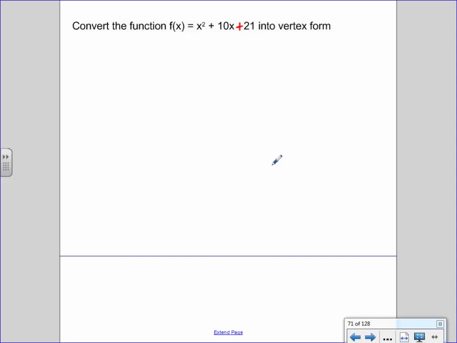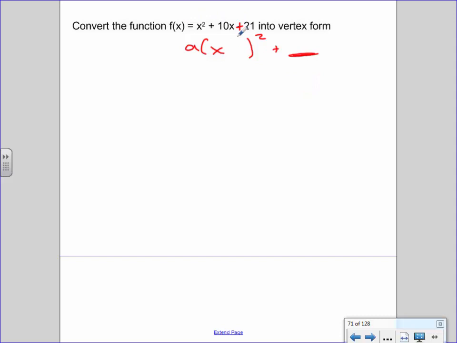I will erase it all, and then let's write it down, because there's a lot of steps to this. Okay. When we get it into vertex form, here's what we're hoping for. When we're done, we want to have a leading coefficient. We want to have something in brackets that gets squared. And then when we're done, we want to have a number sitting at the end. That's what our goal is. Okay.